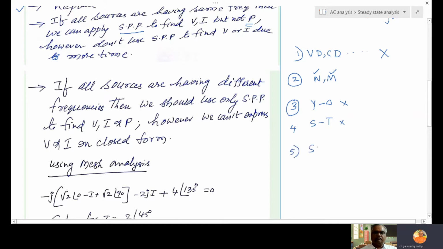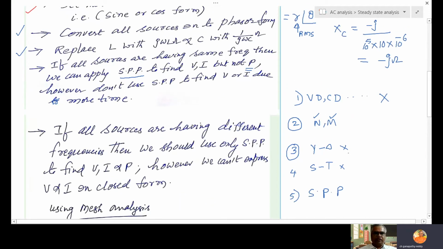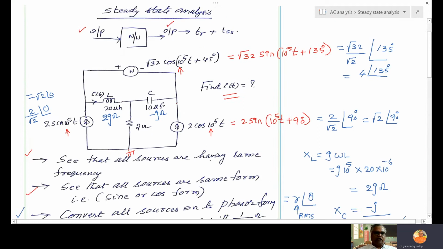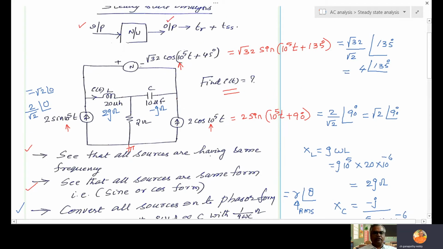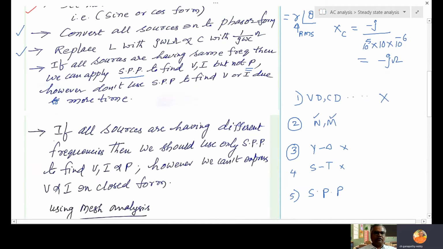Then the fifth one we studied is the superposition principle. So what is the superposition principle here? Keep this source alone, find current I1; this source alone, I2; this source alone, I3; then I equals I1 plus I2 plus I3. That is called the superposition principle. But here, if all sources have the same frequency, we can apply it to find voltage and current, but not power. I will explain why it is not for power.